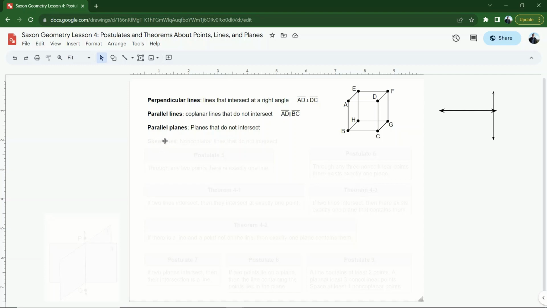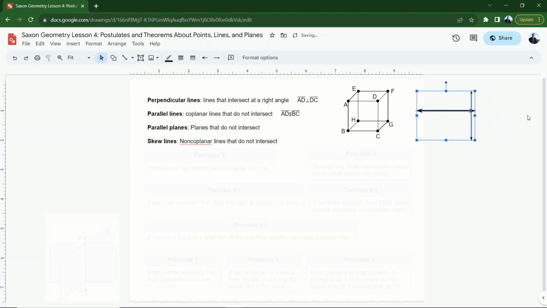All right, and then finally, skew lines exist. Skew lines are non-coplanar lines that don't intersect. So let's take a look at an example of some skew lines. That would be like line AD and line FG. I'm just going to overlay these lines on top to make it more obvious where they are. Okay, so line AD I made bolder and thicker because it's in front, it's closer to us. Line FG is a little narrower because it's in back.